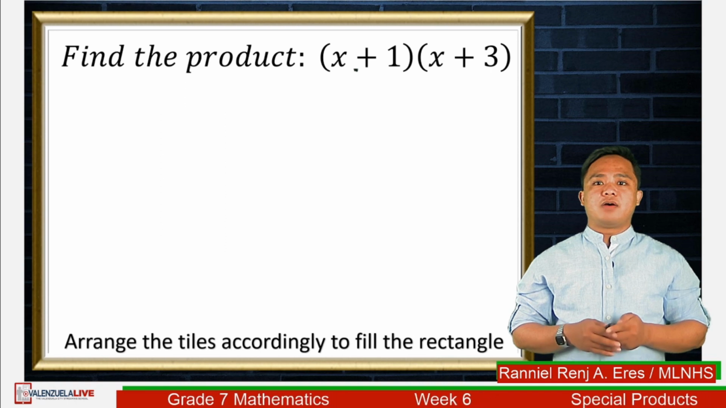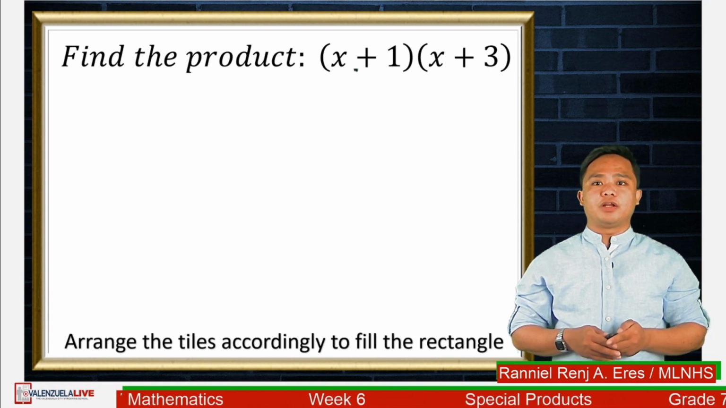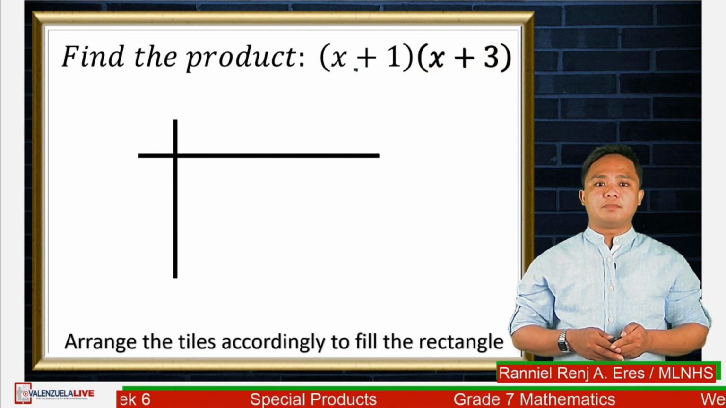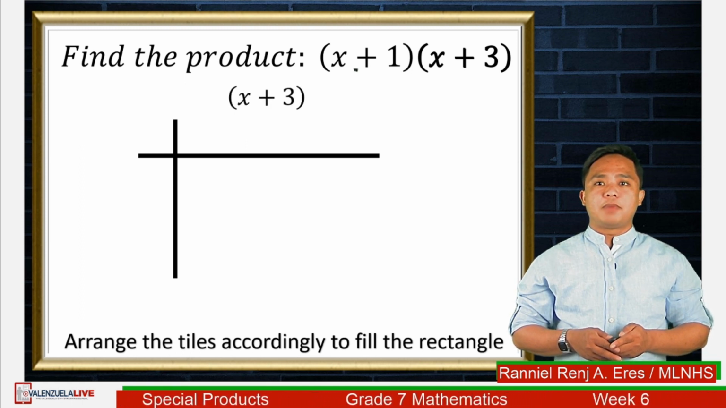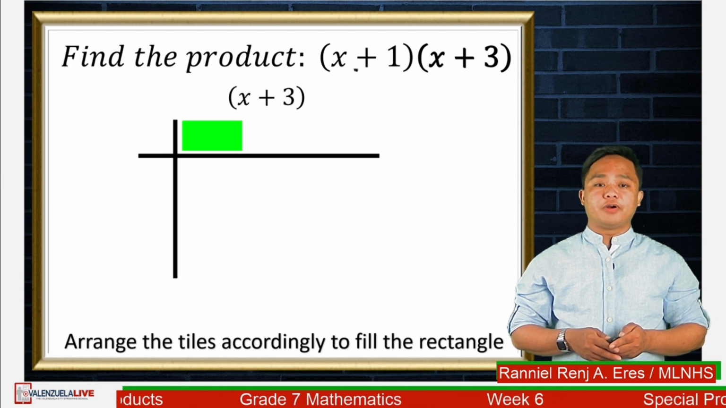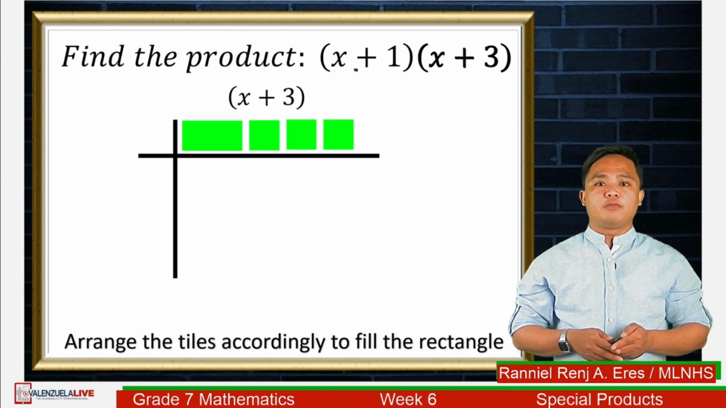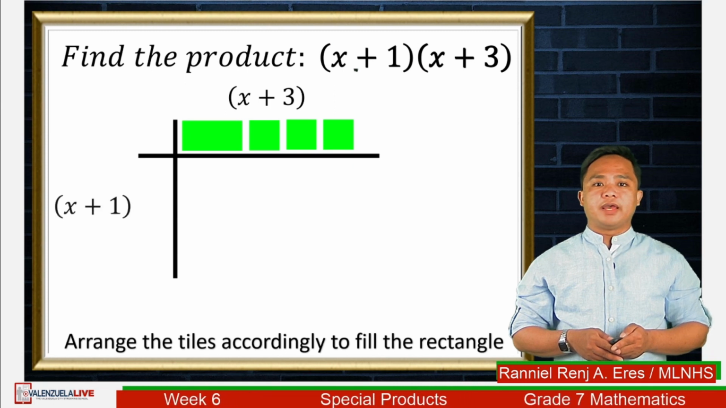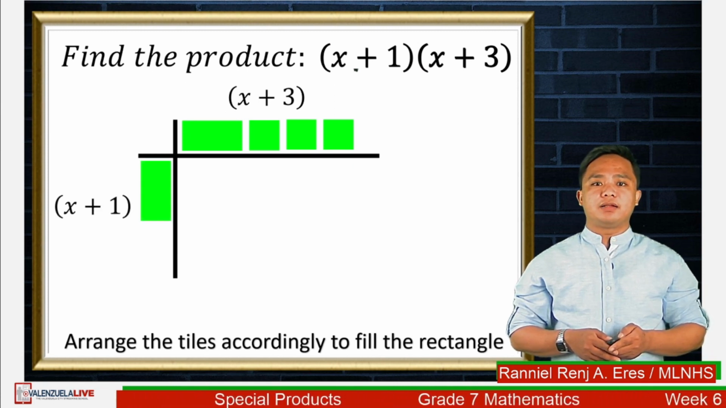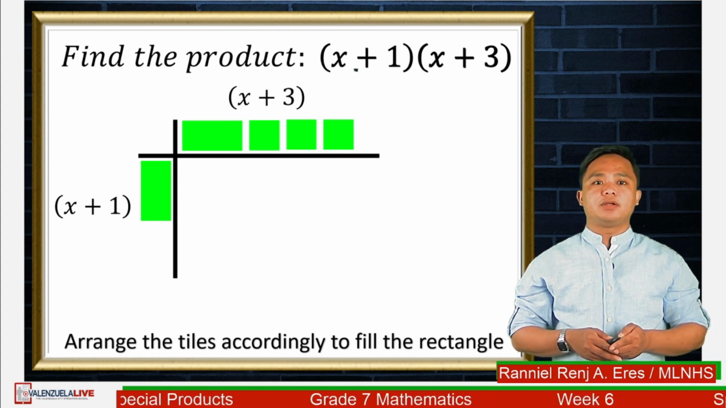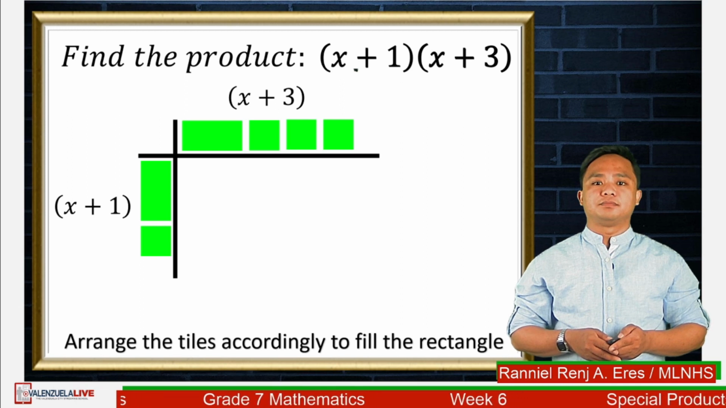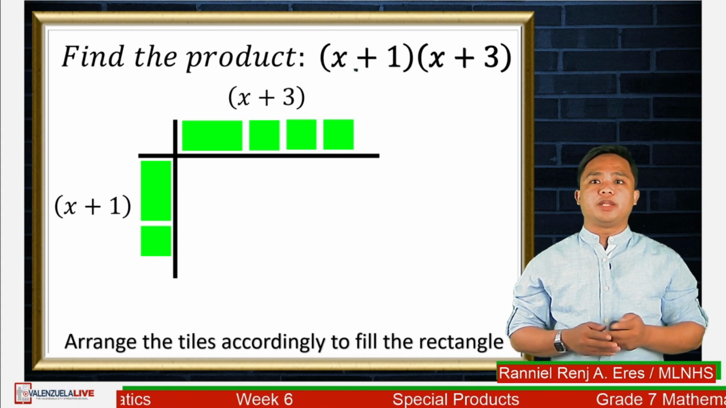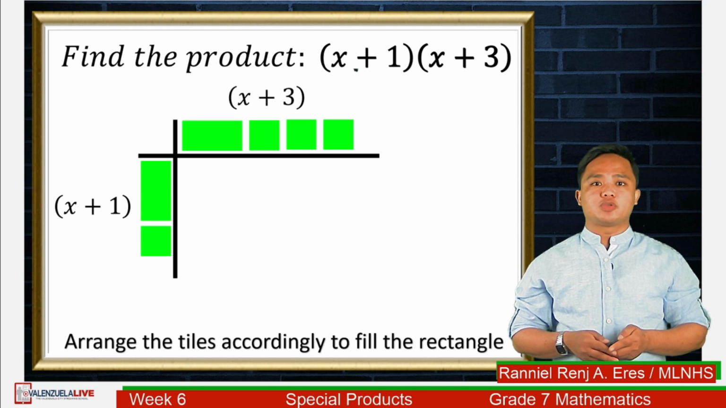Okay, so let's first arrange the tiles according to fill the rectangle. We will put x plus 3 at the top, represented by 1 green rectangle tile for x and 3 small green tiles for 3. We will put x plus 1 at the left side, represented by 1 green rectangle tile for x and 1 green small square tile for 1. Take note, we can interchange the position of our factors, x plus 3 and x plus 1.